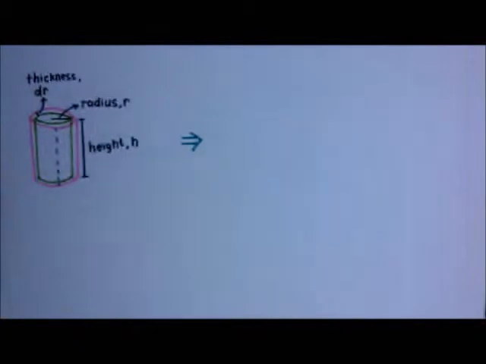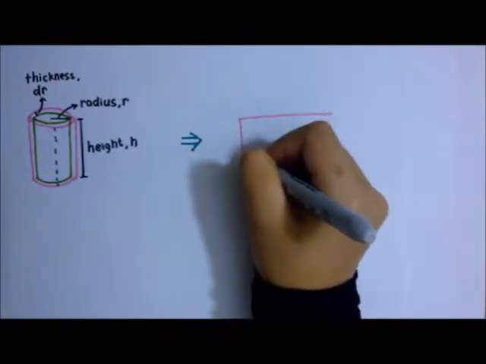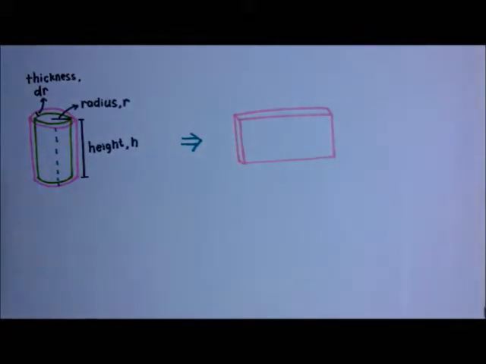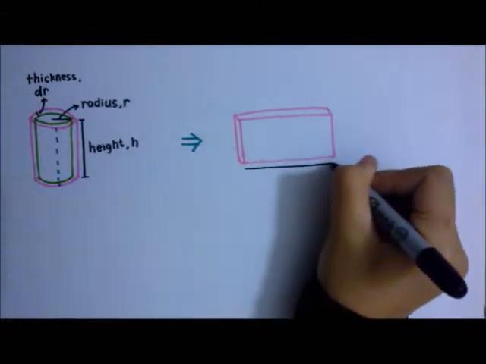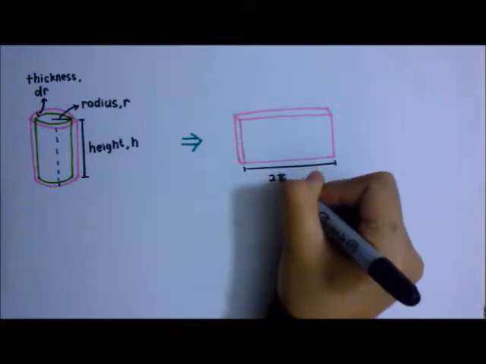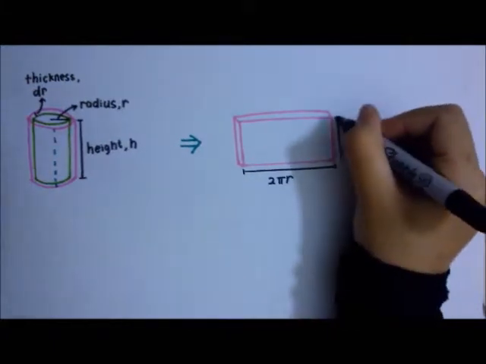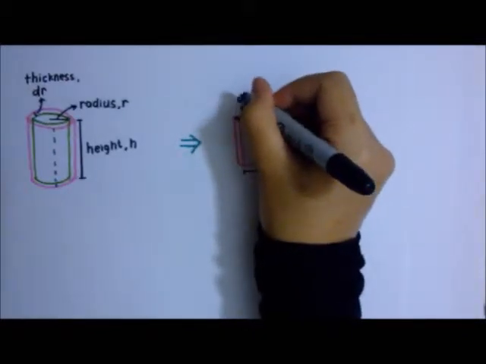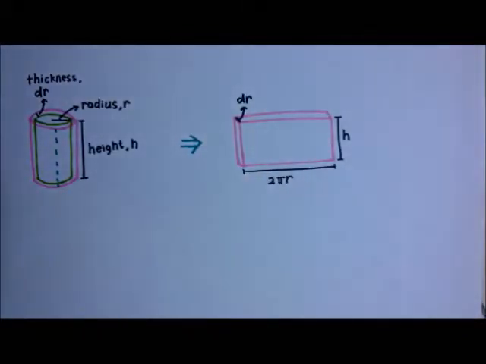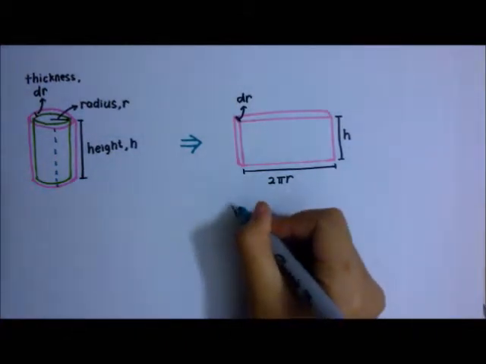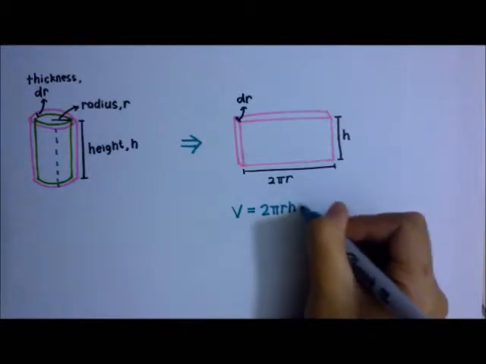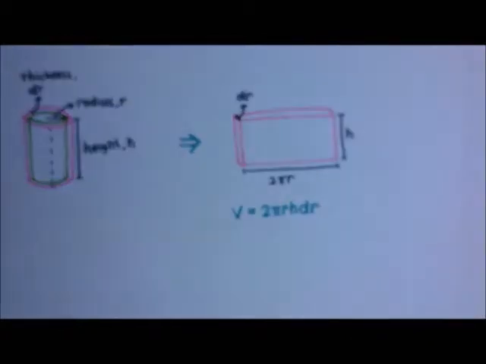What happens if we cut off the cylinder? When we unroll the cylinder, we can see that it forms a cuboid solid. Now we can label the width as 2 pi r, the height as h, and the thickness as dr. Therefore, to find its volume, we can calculate it by 2 pi r times h times dr.